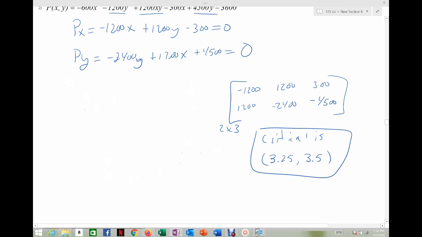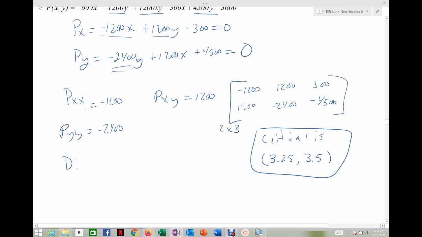So I need my second derivative with respect to x, my second derivative with respect to y, and my mixed derivative. They should all come out numbers. Whenever it's the linear case, again, they're all going to come out single number values. So if I'm looking at my x function, second derivative with respect to x is negative 1200. With respect to x, then y, positive 1200. And then with respect to y twice, negative 2400.